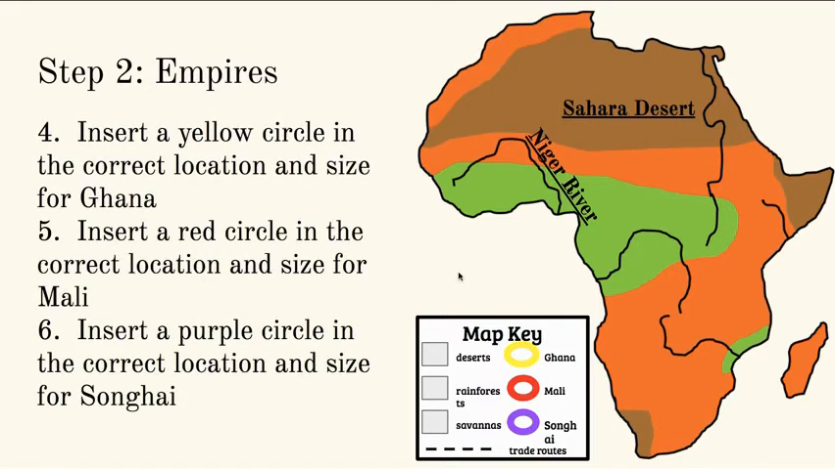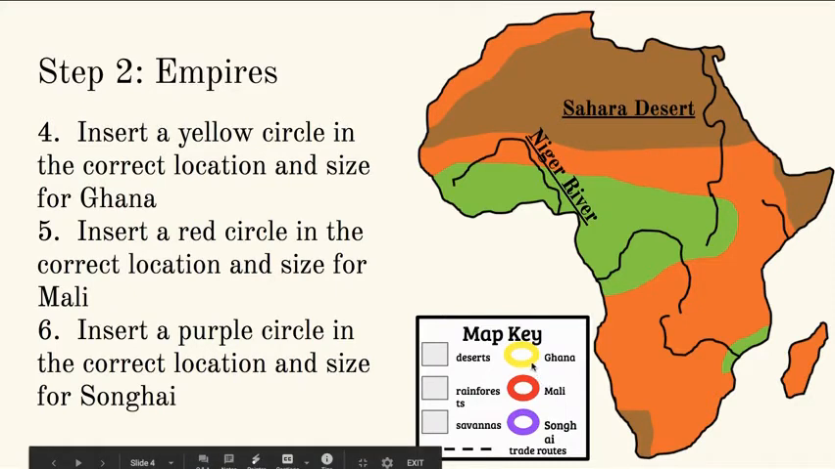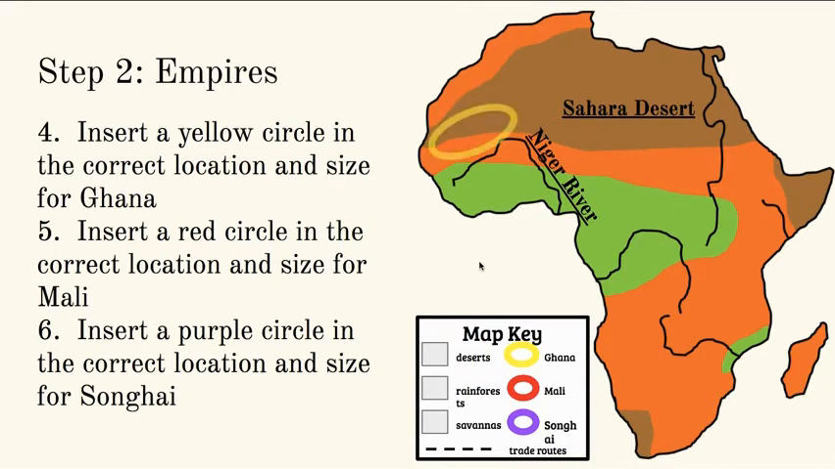So the first thing we're going to do is locate Ghana, Mali, and Songhai, three major empires during the medieval ages. You can either click and drag your circles to the spots on the map, or you can create your own circles. Just make sure that they are the right colors. So we're going to put a yellow circle for Ghana. Notice that it kind of covers the Sahara Desert here, as well as part of the savanna area. It touches the Niger River right around that high point right here. It wasn't that large, but it is an area of significance.